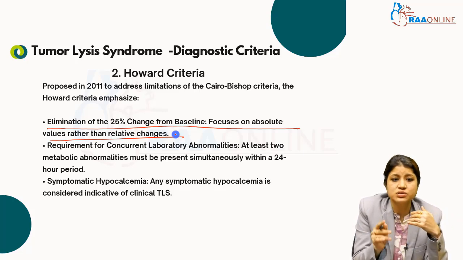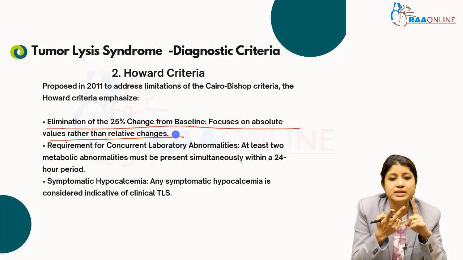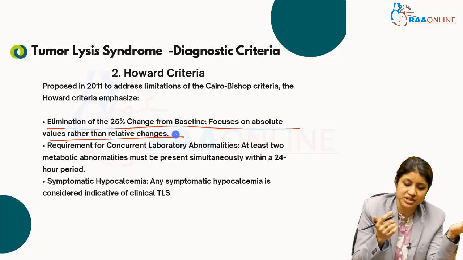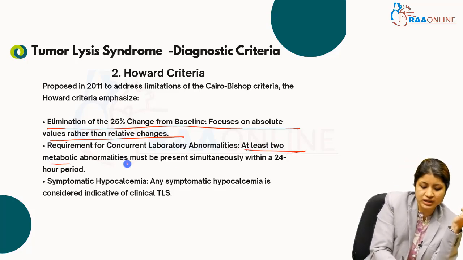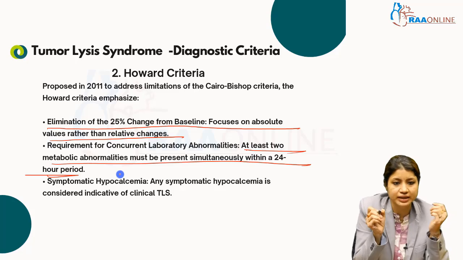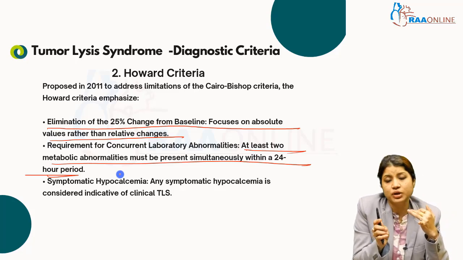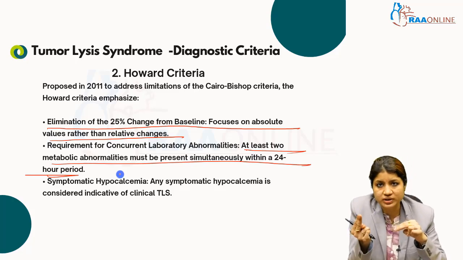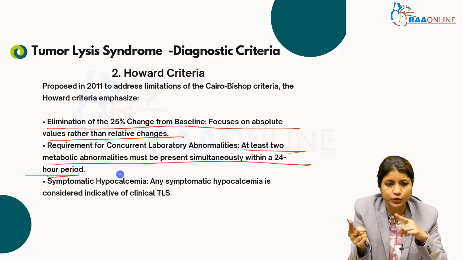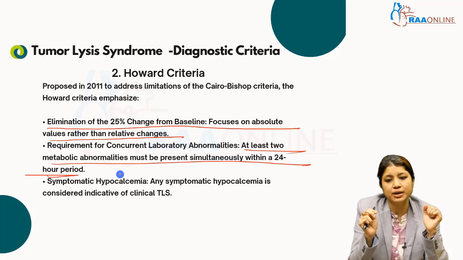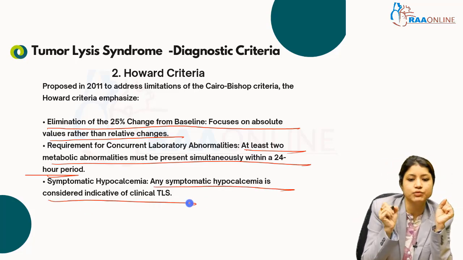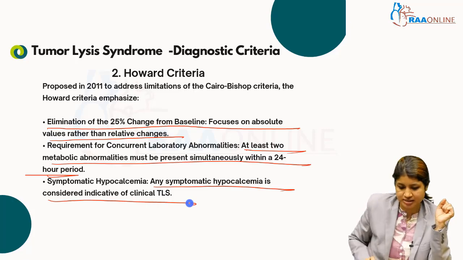It basically focuses on the absolute values. So at least 2 metabolic abnormalities should be present. Same as the Cairo-Bishop, you should have at least 2 metabolic abnormalities within a 24-hour period, and those metabolic abnormalities should definitely be absolute, that is an increase in your values, and there should be a symptomatic hypocalcemia. Any symptomatic hypocalcemia is considered indicative of clinical TLS.